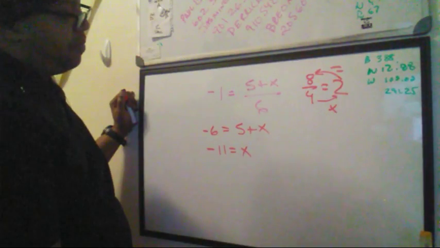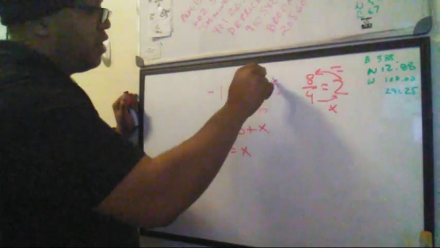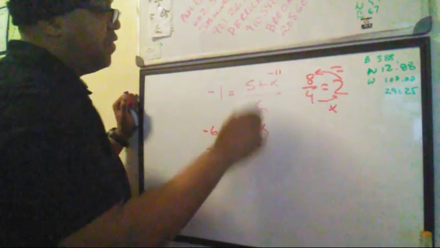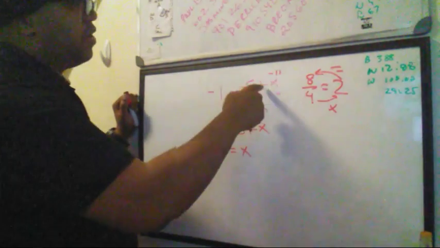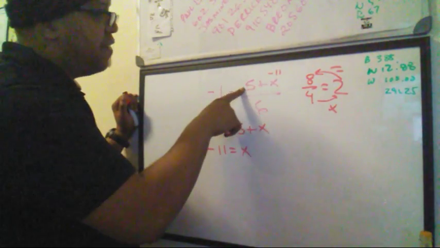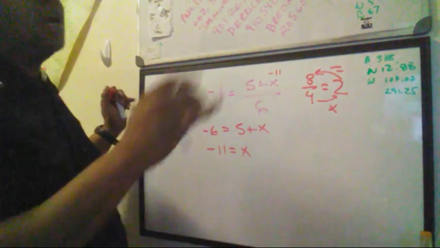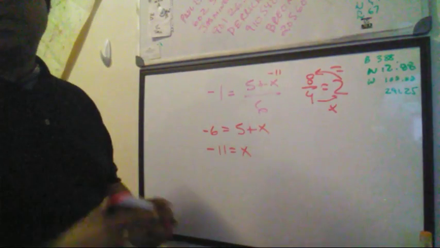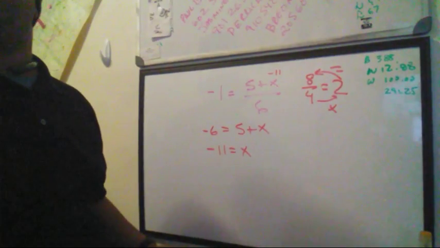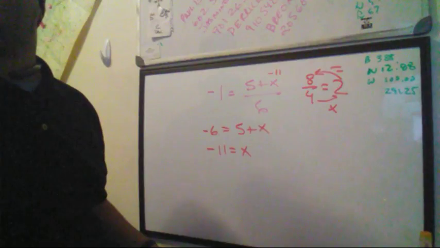All right, and to test it out, I would take this -11 and put it in x, -11. All right, so -11 plus 5 is -6. What is 6 times -1? -6. I'm done. All right. Is that clear to everybody? Is it the mechanical one?